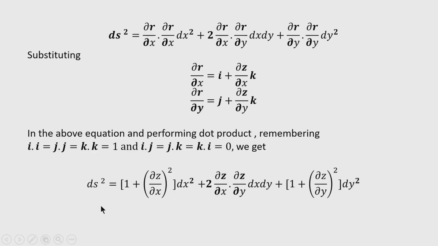Okay. So, now this del r by del x, this is the expression that I have shown here, we have obtained by carrying out term by term multiplication and then substituting this derivative in this expression. So, when we substitute this, say del r by del x, that is I plus del z by del x into k dot again I plus del z by del x into k. Okay. So, we have to make the dot product of this quantity again with this quantity, that is del r by del x dot del r by del x.